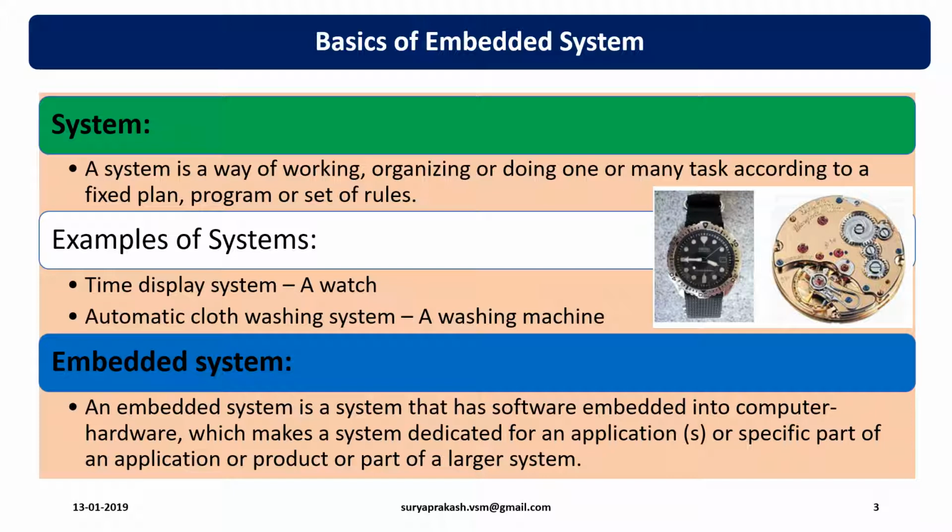So we're going to see the definition of an embedded system. An embedded system is a system that has software embedded into the computer hardware, which makes the system dedicated to an application, or a specific part of an application, or a part of a larger system. So an embedded system has both hardware and software parts, included in a single system which is dedicated for a single purpose. So this is the definition of embedded system.